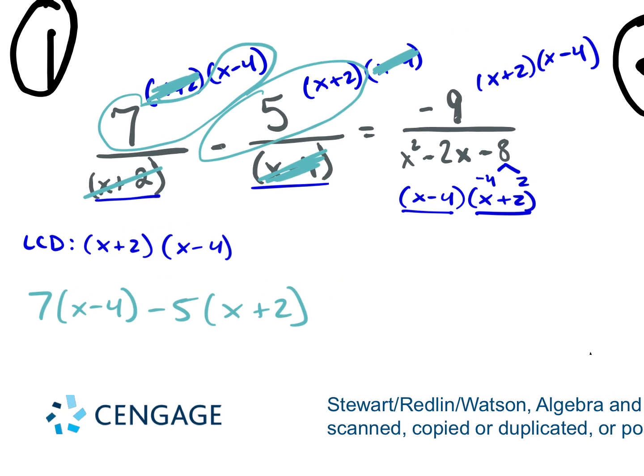In our third fraction, I have an x plus 2 on the top and the bottom, and an x minus 4 in the top and the bottom. So everything cancels here, so then it's just equals -9.